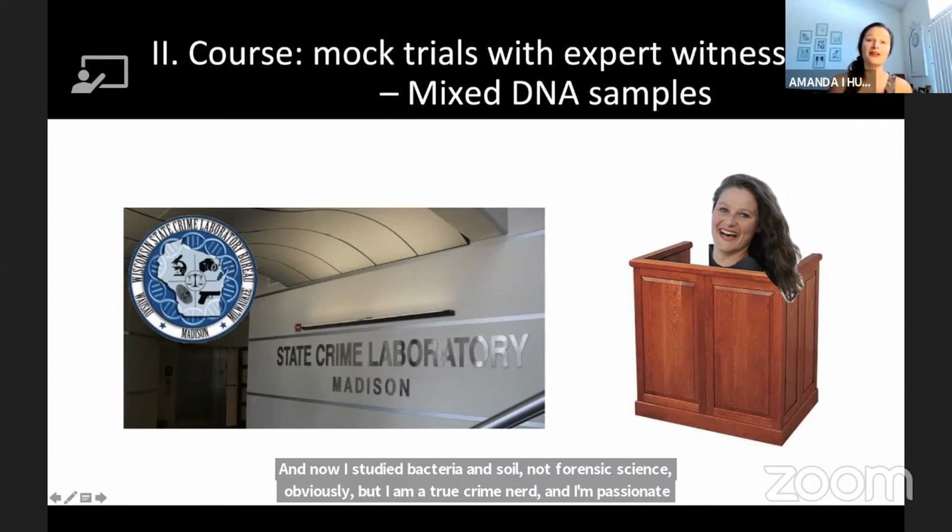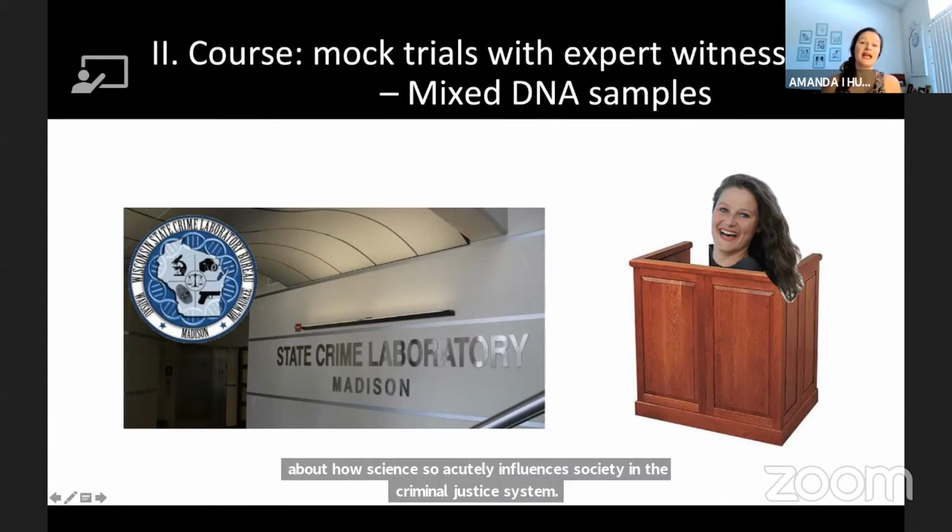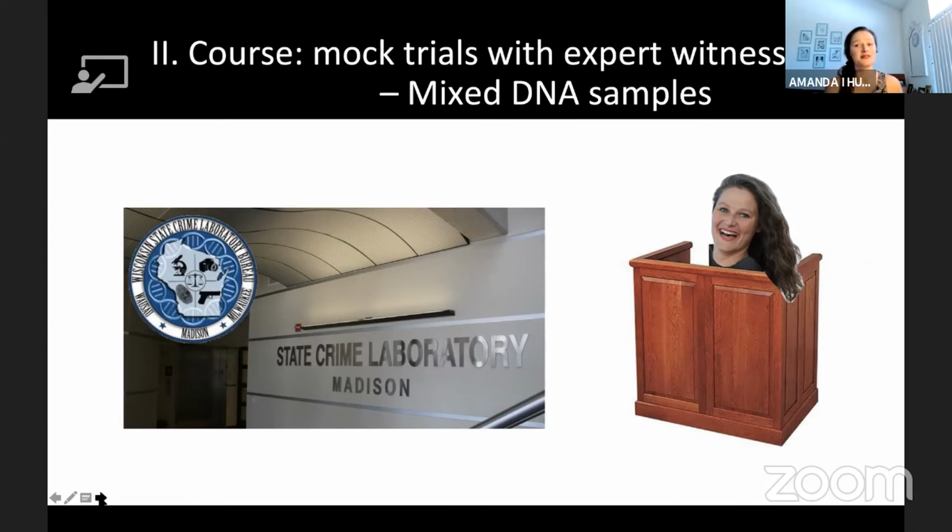We also, to prepare for the mock trial, went to the Wisconsin State Crime Laboratory and met with crime lab scientists. We went over the case files, we took a tour, and then the crime lab scientists came to the mock trial. It was this sort of really nice relationship that we built.